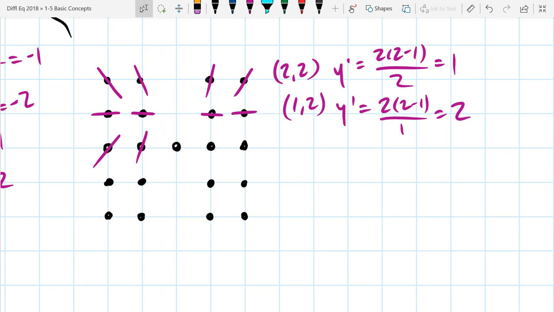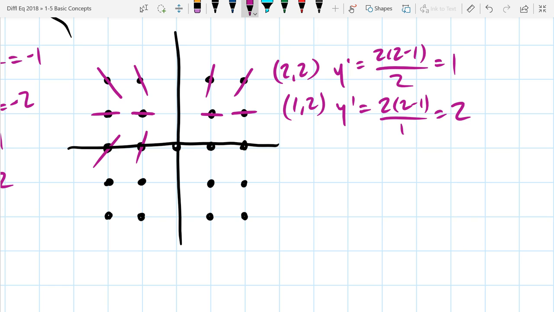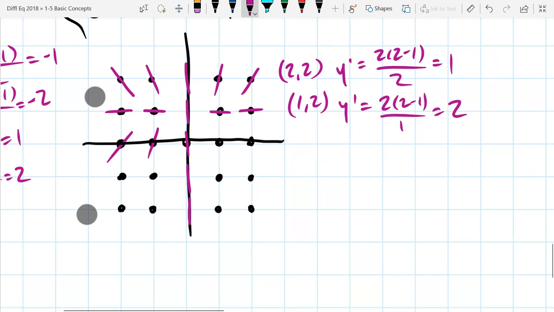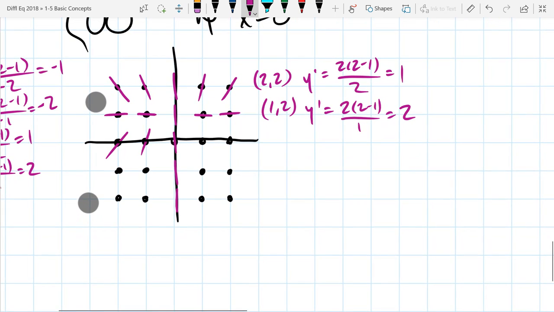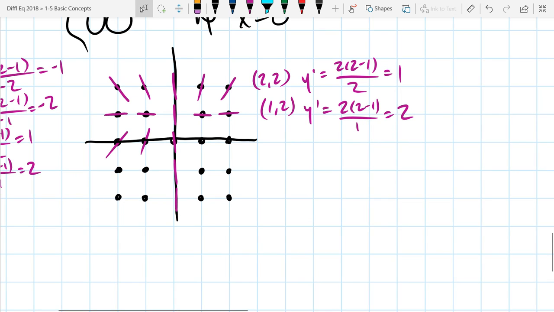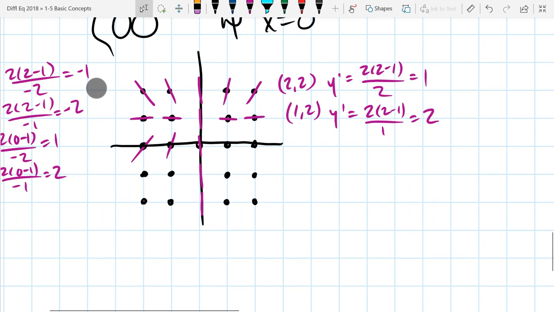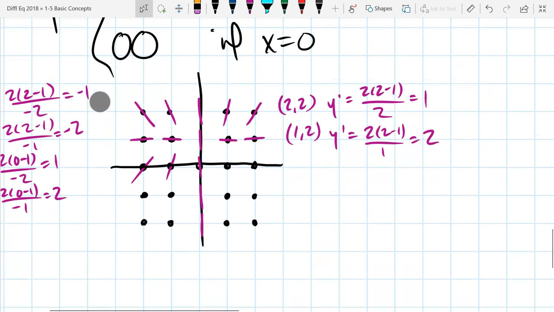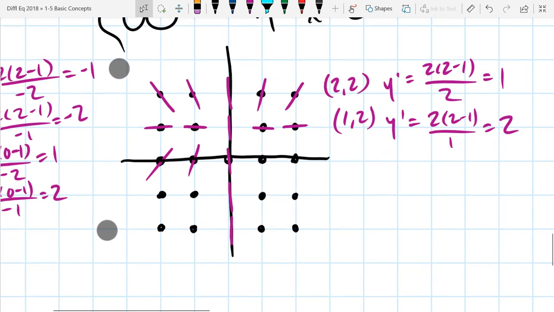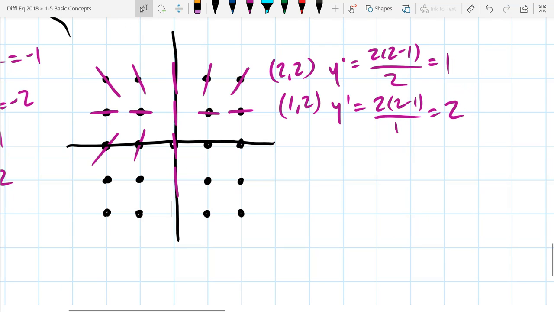I'll just redraw the axes. So we're going to get a vertical slope on the y-axis, which of course is pretty much impossible to see. So we've changed the second equation? No, that's not what I want. Let's just graph what I had before. This won't have a nice solution. That's okay.